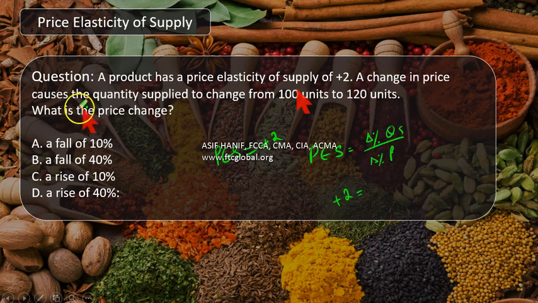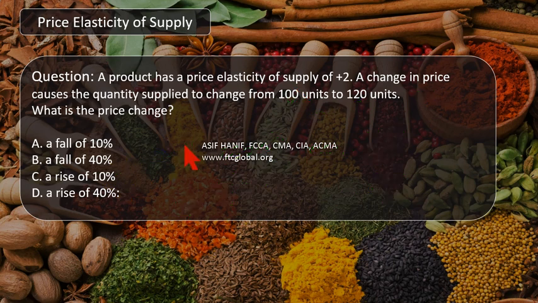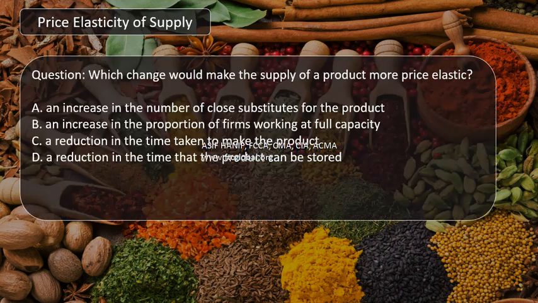A change in price causes the quantity supplied to change from 100 to 120. A change of 100 to 120 means an increase of 20%. What would be the change in price? So making change in price the subject of this equation, we have 20% upon 2, that means 10%. So it means the prices have risen by 10%, so that makes C the correct option, and C it is. Next question.